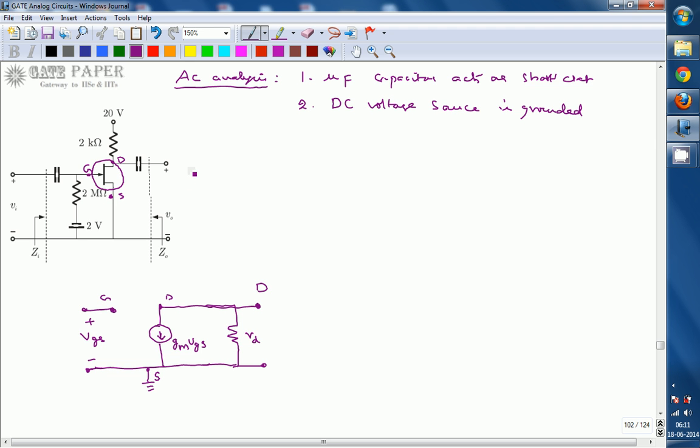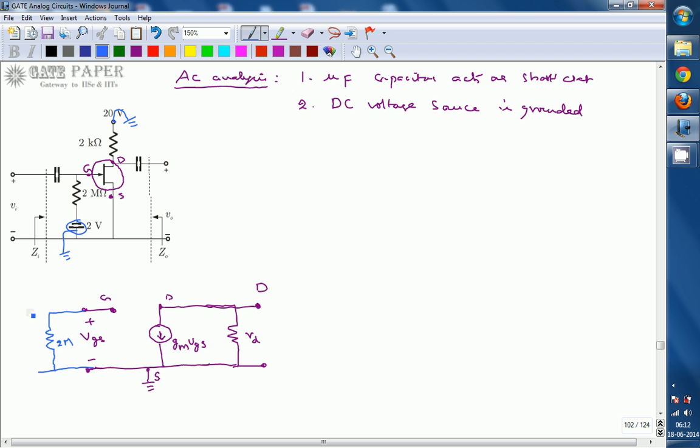Other circuit parameters: the gate is connected to 2 mega ohms and a DC power supply of 2 volts. But the DC power supply is going to act as ground. So you can think that 20 volts is going to be treated as ground, as well as 2 volts, because in DC there will be no variations taking place even though you are applying an AC signal. So this is 2 mega ohms.